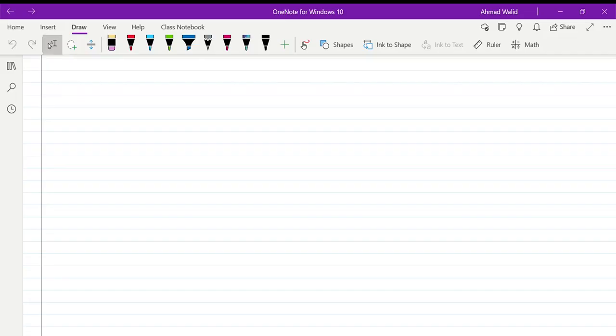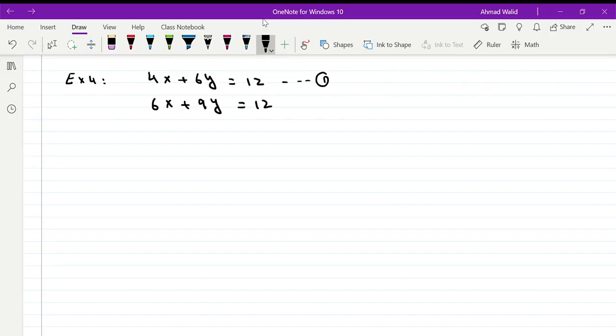Let's talk about this example and see what's happening. I think this is example number 4. 4x plus 6y equals 12 and 6x plus 9y equals 12. Correct? Equation number 1, this one equation number 2. Let's try to eliminate one of the variables and solve this system.